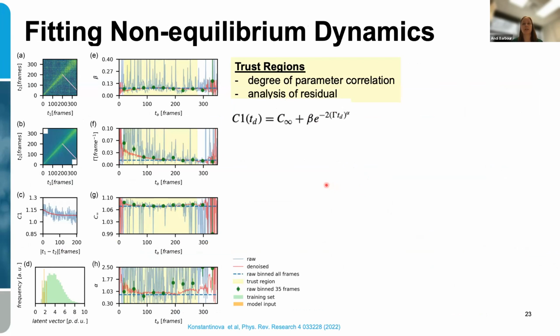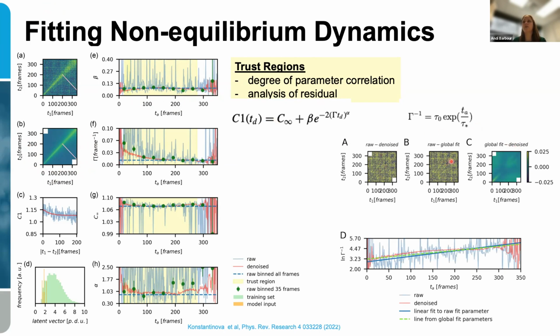Another part is the fitting. So much of the automated fitting now fits the whole curve, or all of the frames. And it can be very difficult to automate that in a way that you always get the right answer. It requires a lot of human eyeballs to look at the fits and make sure that they're reasonable answers. And so this is an example of trust regions, where we constrain the fit to frames based on the degree of correlation amongst the four parameters, and also from analysis of the residual of the denoised output from the encoder-decoder model.